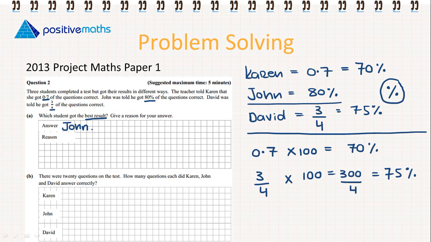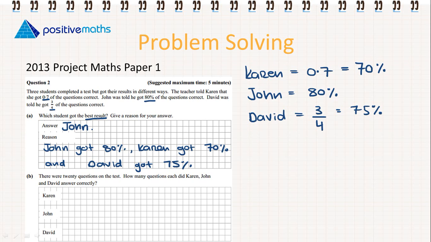Now we need to give a reason for our answer. So what we're going to do is we're going to use the maths to help us to explain ourselves. So our reason for him getting the best is, well, John got 80%. Karen got 70%. And David got 75%.